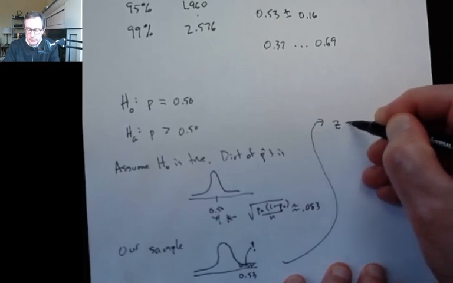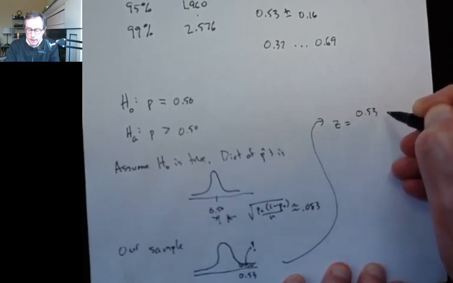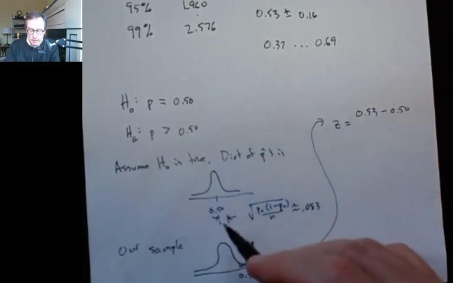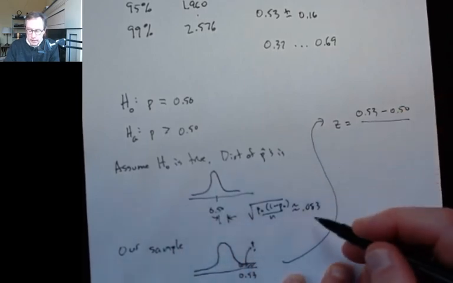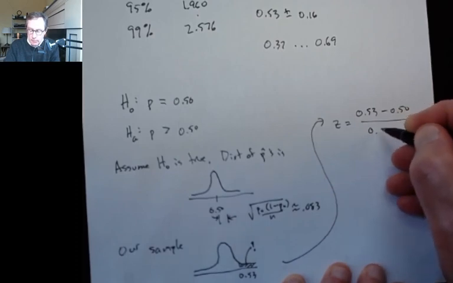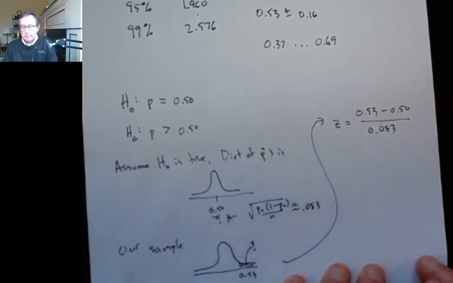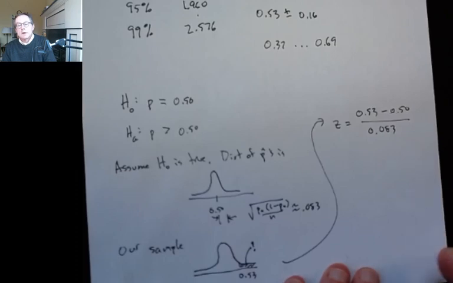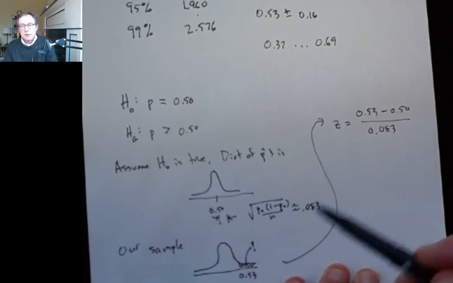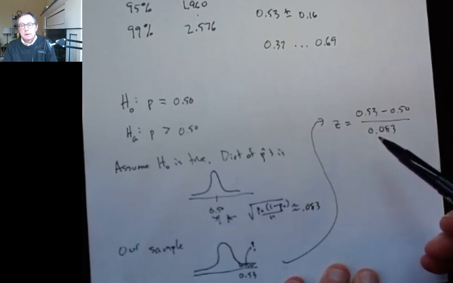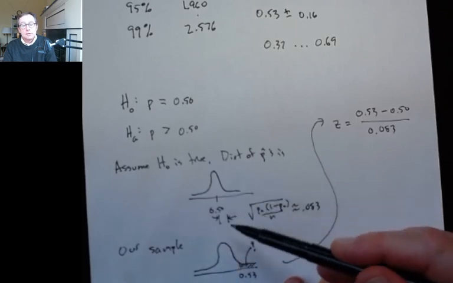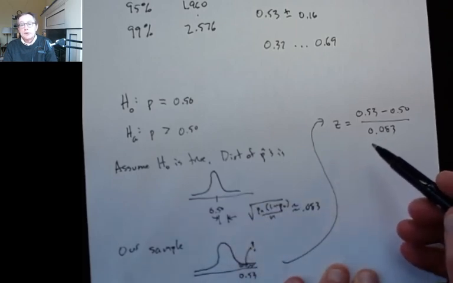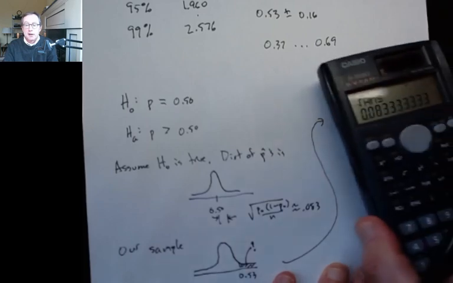That's easy. The z-score is 0.53 minus 0.50. Remember, 0.50 is the middle. Divided by 0.083. So I'm figuring out how far out is 0.53 on this curve. I'd use that formula, because that's the formula you use with a normal curve. The central limit theorem says this is a normal curve. You use this formula to figure out how far out you are and to calculate it.